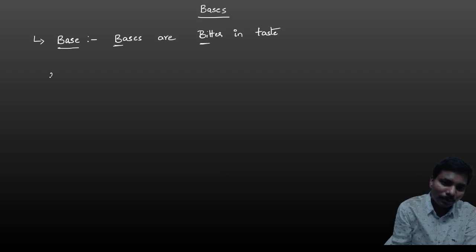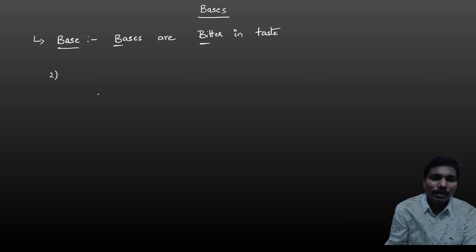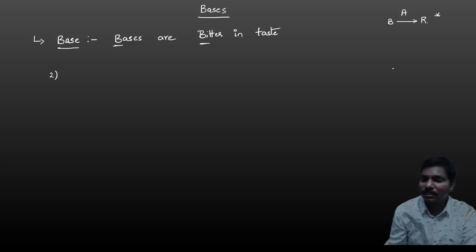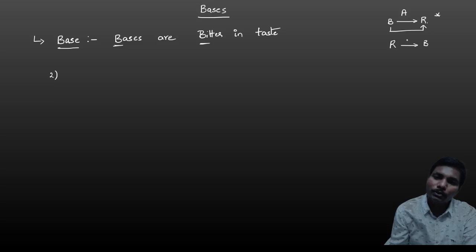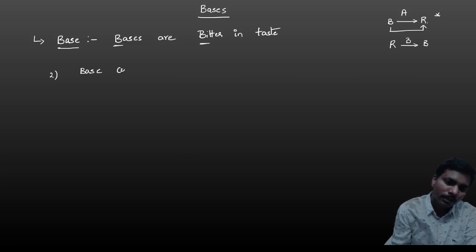Coming to the second point. Acid converts blue litmus to red litmus. We have a small trick to remember this also, bar and restaurant. In the same way, base converts red litmus to blue litmus, just the opposite. So base converts red litmus to blue litmus.